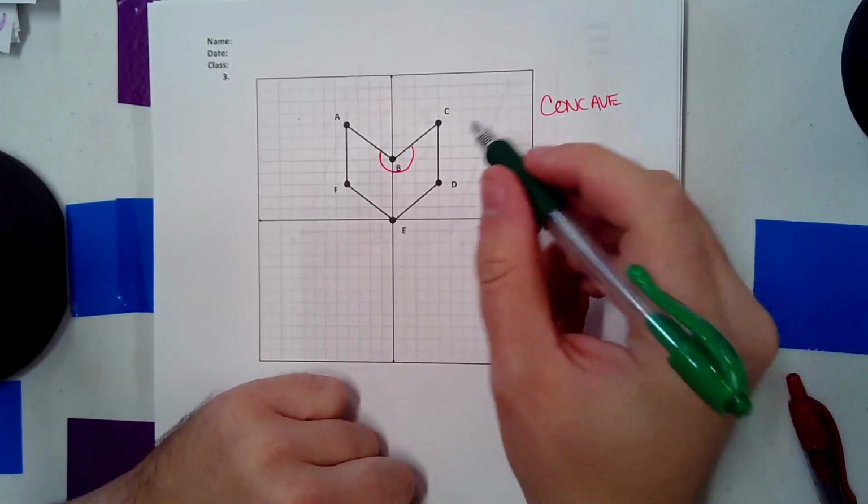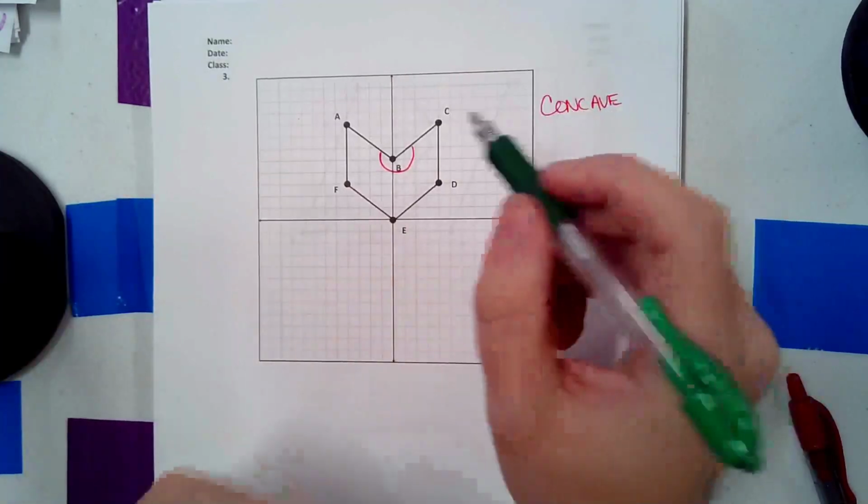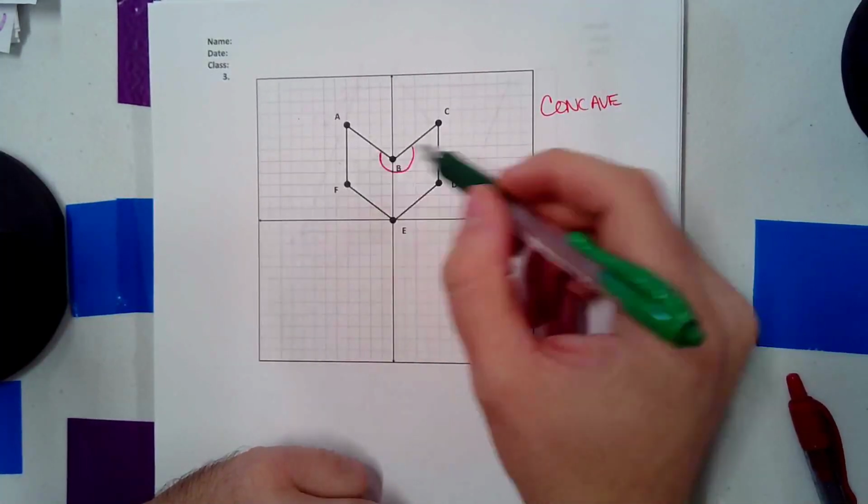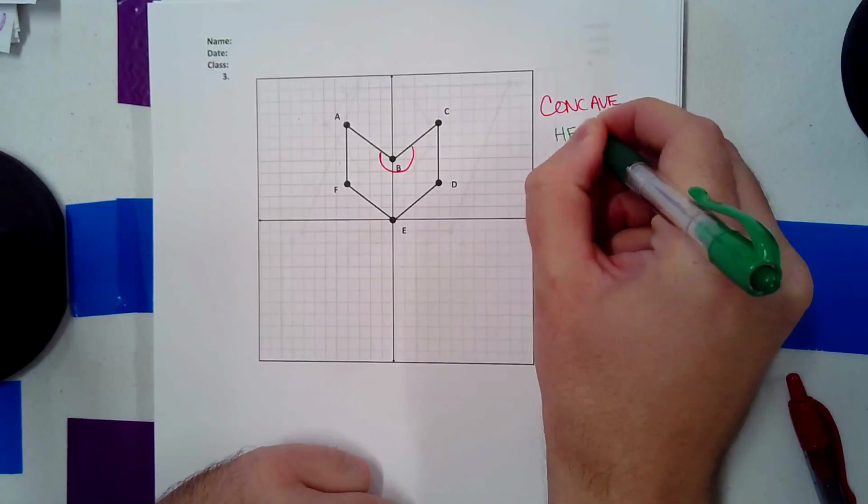And what kind of, I want to say quadrilateral. It's not. What kind of polygon? 1, 2, 3, 4, 5, 6. Hexagon. The 6-sided one, right?